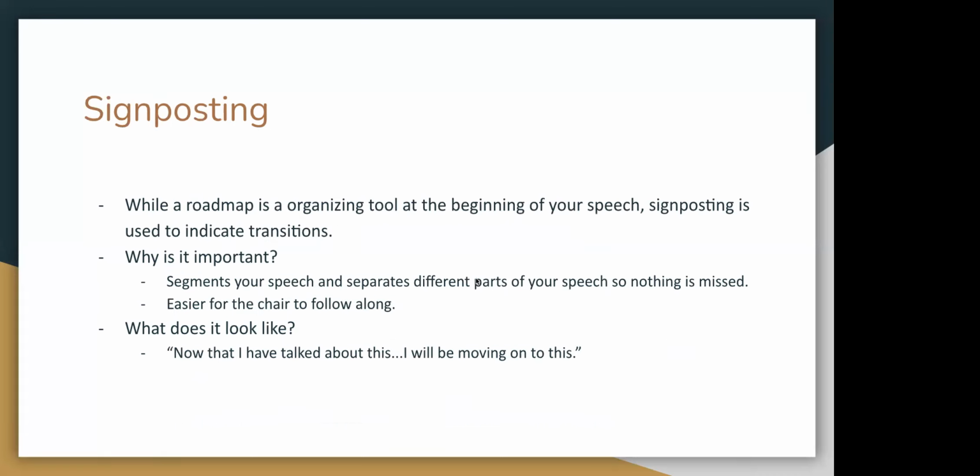Super, super important. Okay, signposting. While a roadmap is an organizing tool at the beginning of your speech, signposting is used to indicate transitions, right? So it's important because it segments your speech and it separates different parts of your speech so nothing is missed, right? So in many instances, I'll hear debaters give a speech where they go from constructive to refutation, but they give me no indication that they're doing so. So it all just sounds like one big argument. That is something you want to avoid.